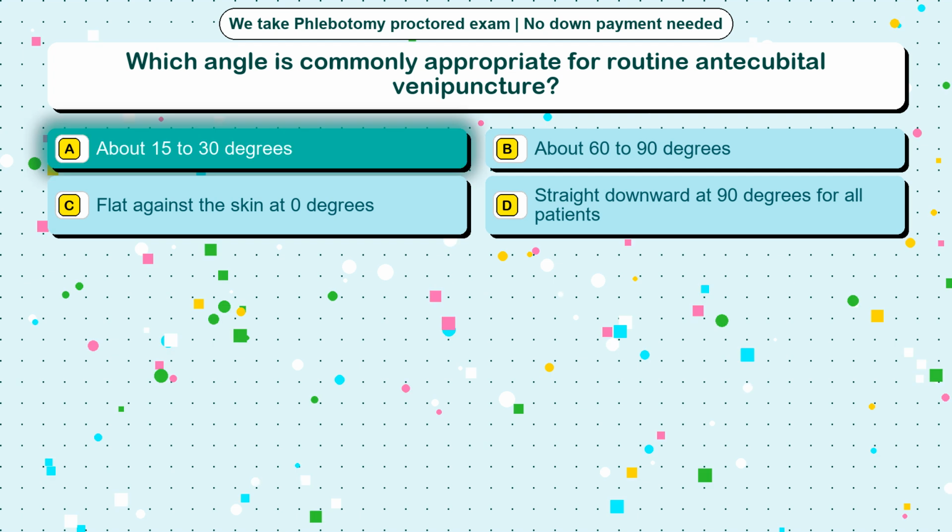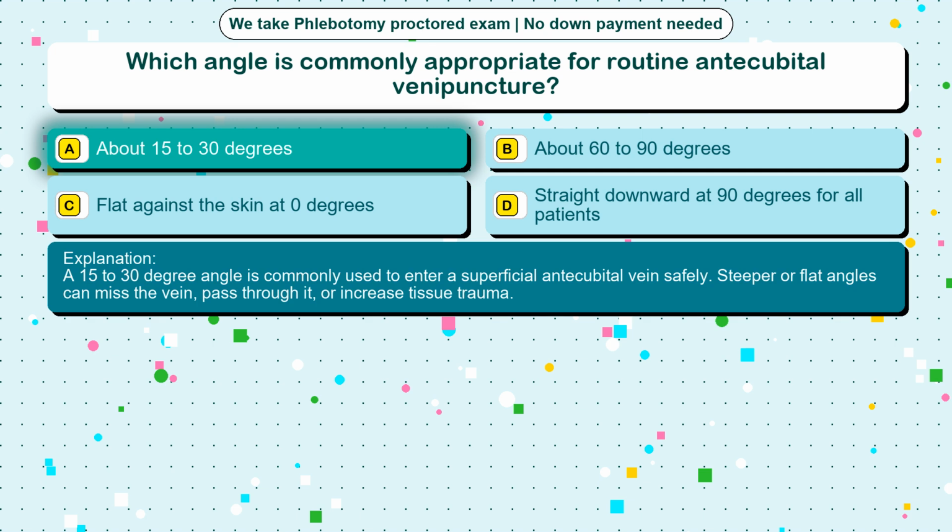The correct answer is option A. About 15 to 30 degrees. A 15 to 30 degree angle is commonly used to enter a superficial antecubital vein safely. Steeper or flat angles can miss the vein, pass through it, or increase tissue trauma.